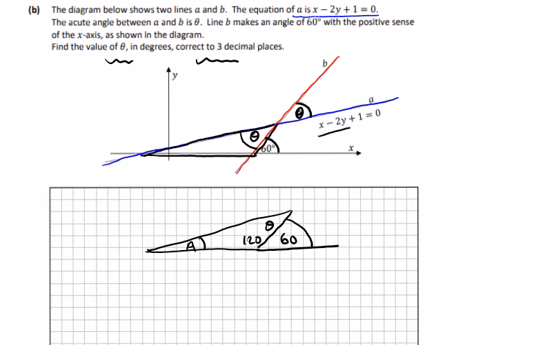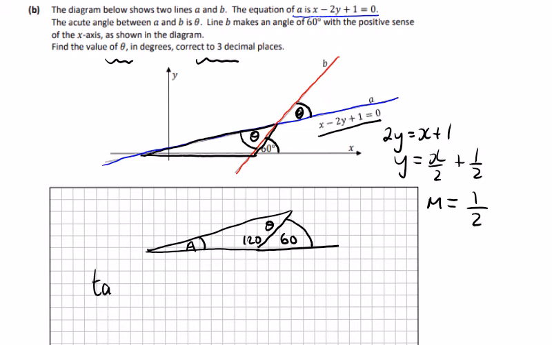We have the equation of this line, so we can get the slope of that line. So 2y, if I bring it to the right, is equal to x plus 1. Y is equal to x over 2 plus 1 over 2. So the slope of this line is 1 over 2. Why are we getting the slope? Because we know that the tan of the angle is equal to the slope. So the tan of alpha is 1 over 2, so the inverse tan of 1 over 2 is going to give me 26.565.